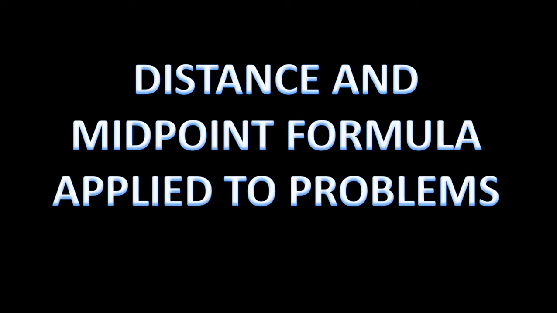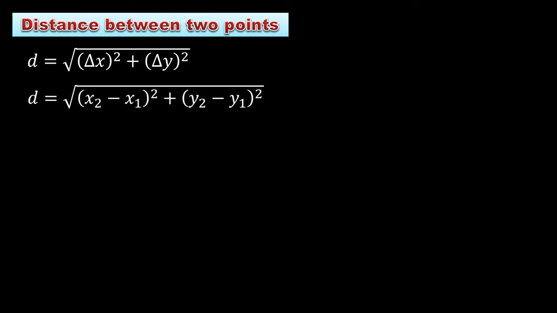Hello, welcome back. For today, we're going to be discussing a topic in analytic geometry, which is the distance and the midpoint formula applied to problems. The distance between two points is denoted by the formula d is equal to the square root of the sum of the change of x and y, which can be written as d is equal to the square root of the quantity of x sub 2 minus x sub 1 squared plus the quantity of y sub 2 minus y sub 1 squared.